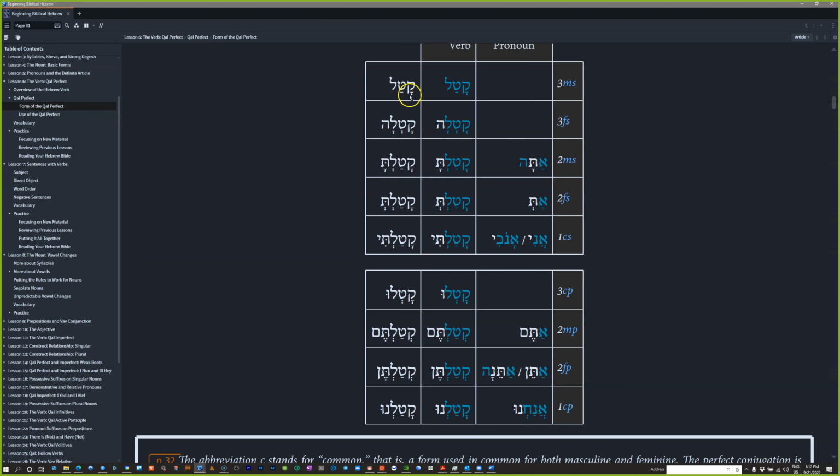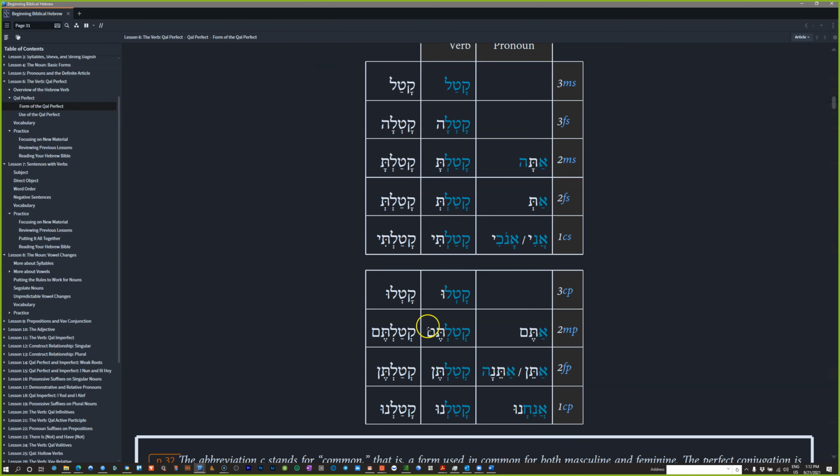What my teacher did when I was going through Hebrew is we read through them all to a particular rhythm in the class several times so that our minds developed an anticipation for the different forms. If you can memorize that it goes 3ms, then 3fs, then 2ms, then 2fs, then 1cs, then 3cp, then 2mp, then 2fp, then 1cp, then you can connect each form with it.